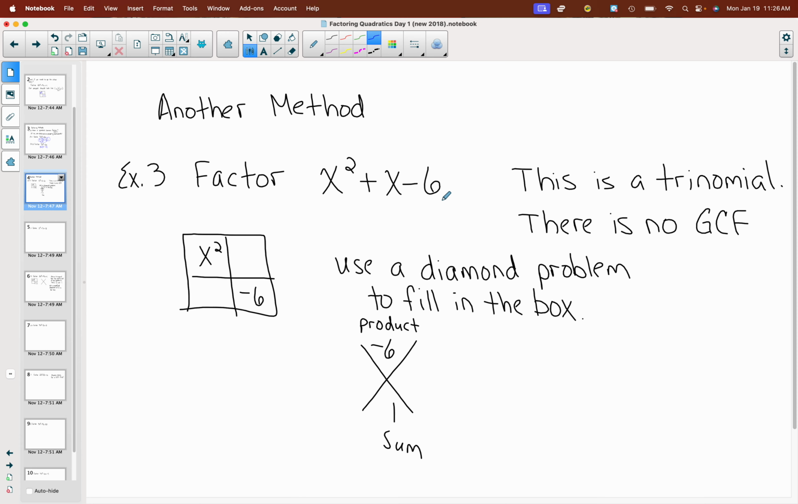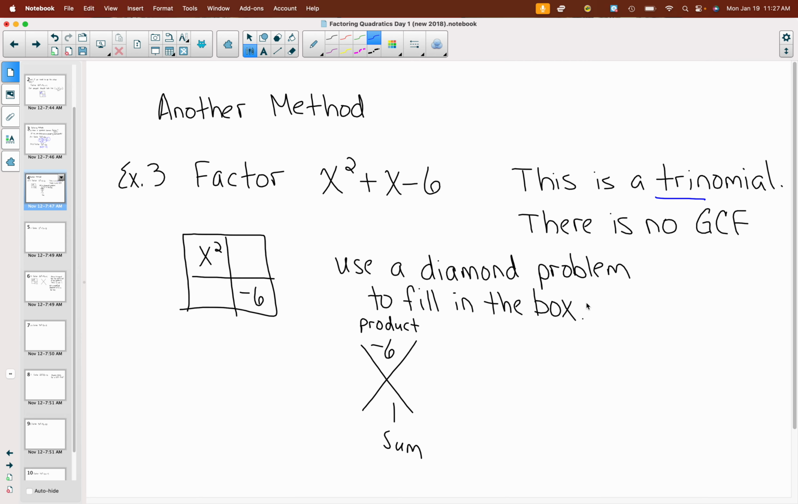So another type of method to factor is if it doesn't have a GCF. So what do you do if it doesn't have a GCF? So if, for this example, I have x squared plus x minus 6. By the way, this is called a trinomial because there are 3 terms. X squared is a term, x is a term, and the 6 is a term, separated by plus and minus signs. There is no GCF. So I can't do the GCF method, but I always check that first.